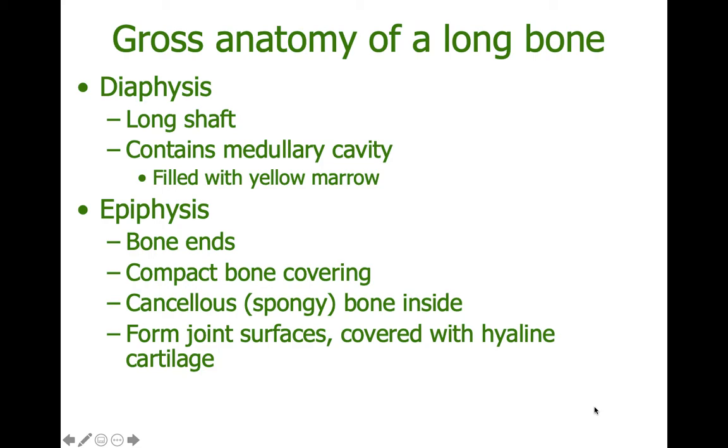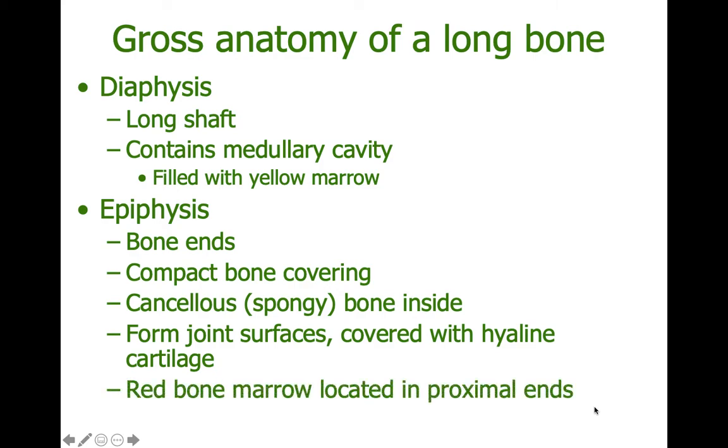These bone ends form joint surfaces. The joint surfaces are going to be covered with hyaline cartilage. Again, that hyaline cartilage acts as a shock absorber, prevents rubbing and scraping of bone ends on each other. Red bone marrow is located in the proximal ends. Again, proximal toward the point of attachment.